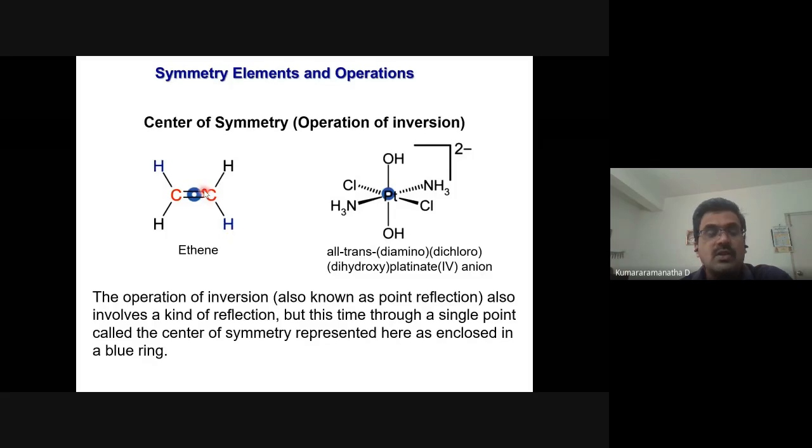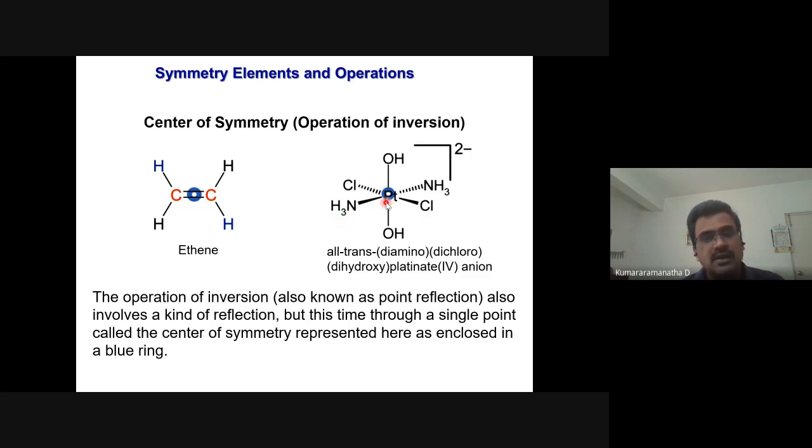Okay. So if you consider this as the single point, the center of symmetry, you can see this is the blue ring and this is the inversion. Same for the hydrogen, the black hydrogen. This is the center of inversion. So this is the point at which you see an inversion. Okay, so it is reflection through a point.